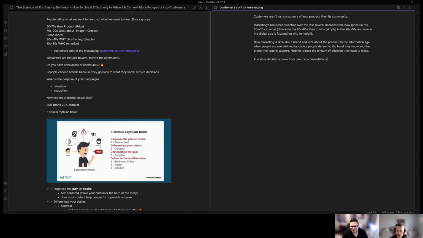Exactly. I like that. So decisions move from peer recommendations to online communities and reviews, meaning that the messaging of a product is in the hands of the consumer.